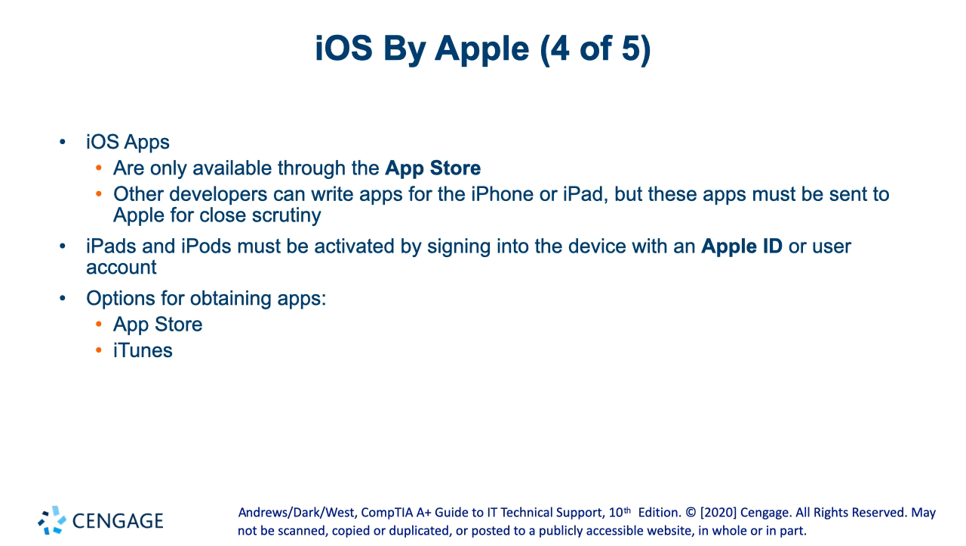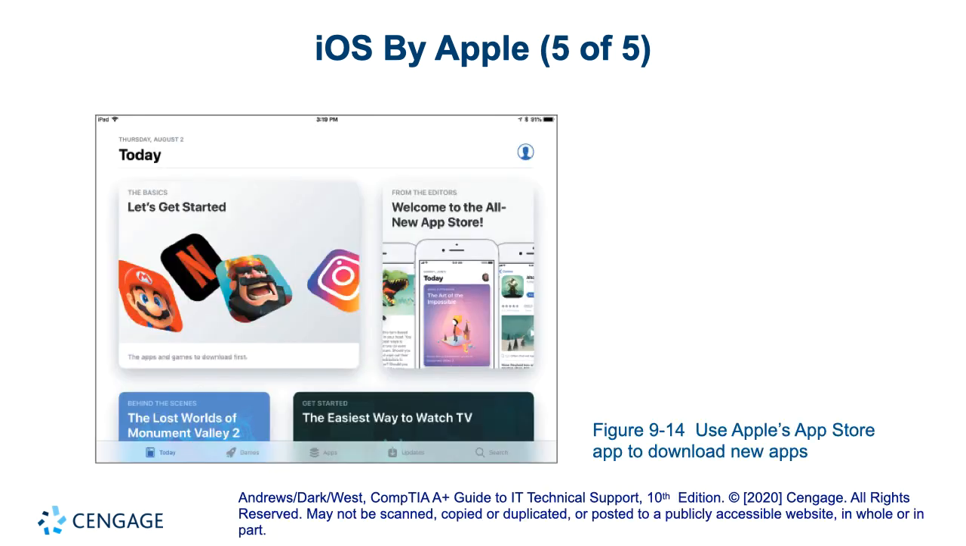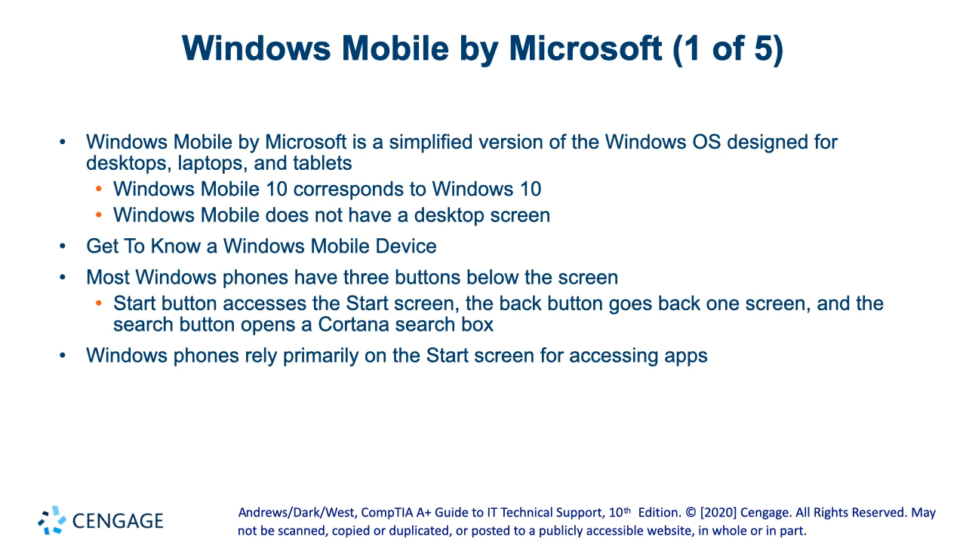iOS devices must be activated by signing into the device using the Apple ID, and you have to download the apps from official sources only, unlike Android, where you can download from anywhere. So this is just showing us the App Store, how you can download new apps.